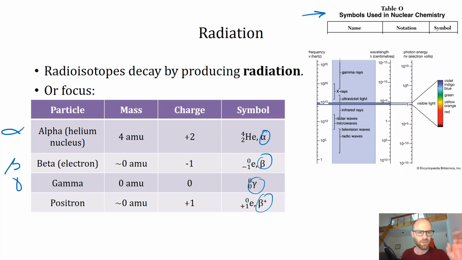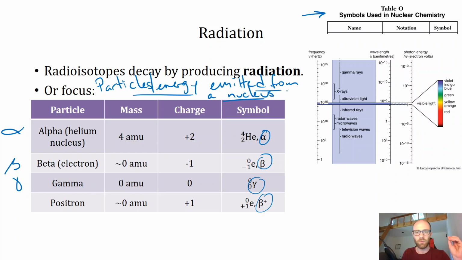So to talk about this really quickly, an alpha particle is a helium nucleus, no electrons. A beta particle is an electron. These are particles or energy emitted from a nucleus.